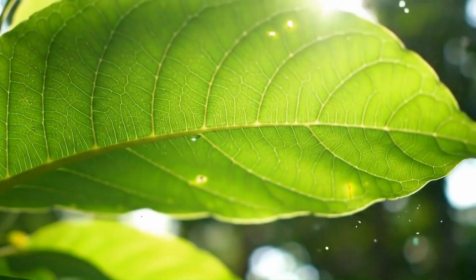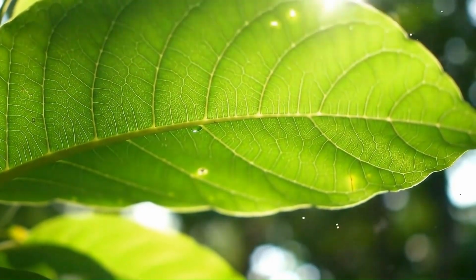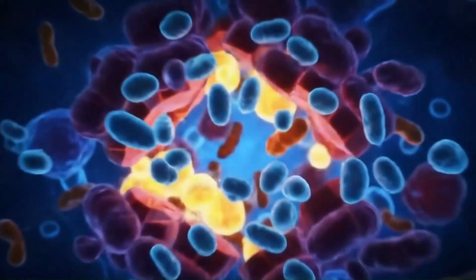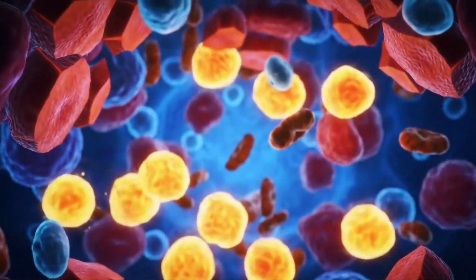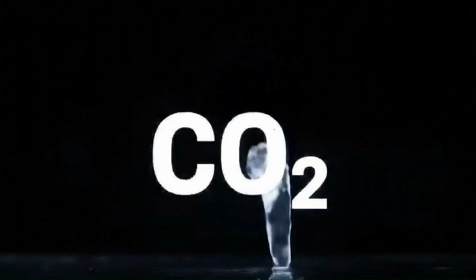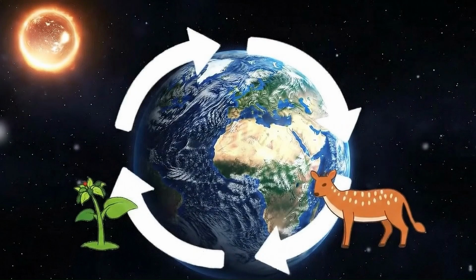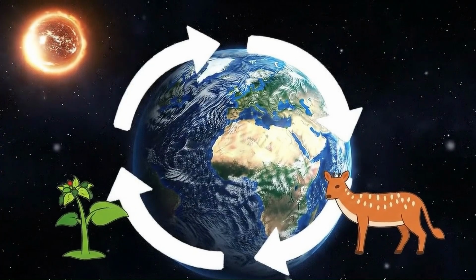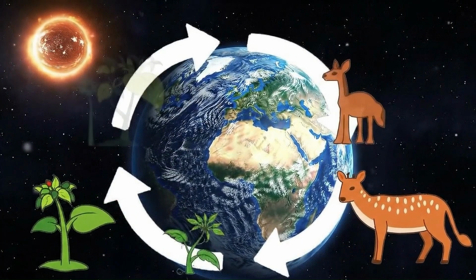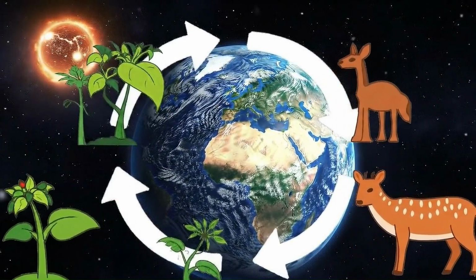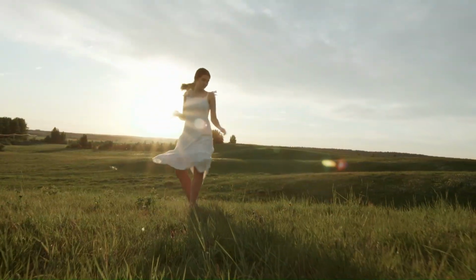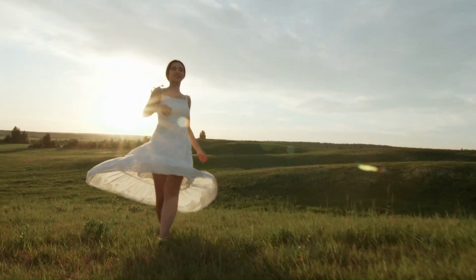Photosynthesis and cellular respiration are two halves of the same cycle. Plants use sunlight to build glucose and oxygen. Animals and other organisms consume them, breaking glucose apart to release energy and returning carbon dioxide and water to the environment. The cycle begins again, powered endlessly by the sun. This elegant balance has kept Earth's biosphere alive for billions of years.